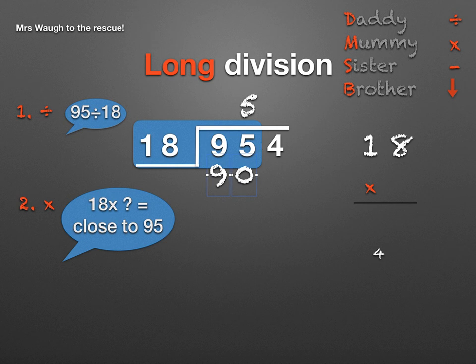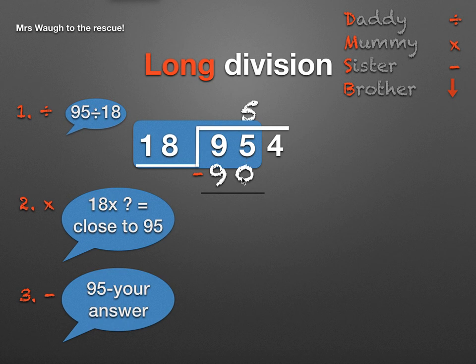Now I'm going to do my subtraction. So I've got 95 take away 90. And we know that we get 5 as a remainder. Once you've done your divide, you multiply, your subtraction. I've done my subtraction. I got a remainder of 5. Then I do the B, bring down. Bring 4 down to here.